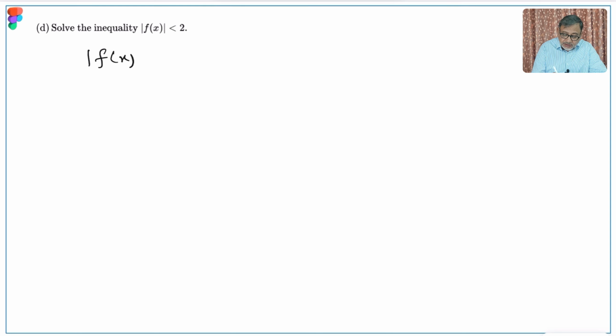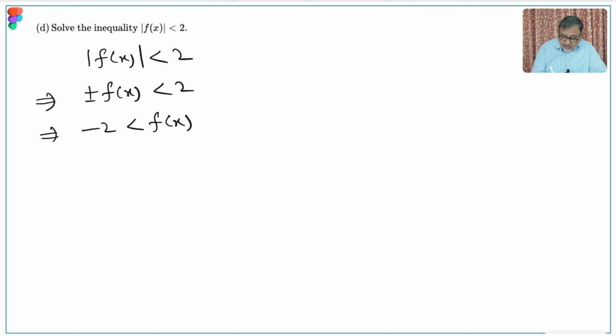So we will write the given function in the modulus. Also what we can do, we can remove the modulus. When you remove the modulus, there will be a plus-minus sign. So this implies ±f(x) < 2, and that gets converted to −2 < f(x) < 2.